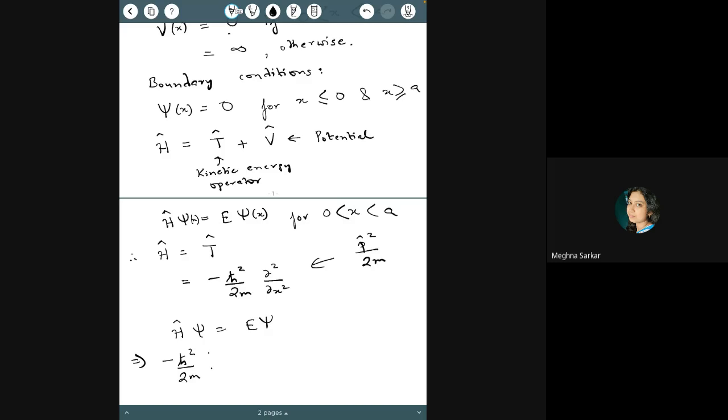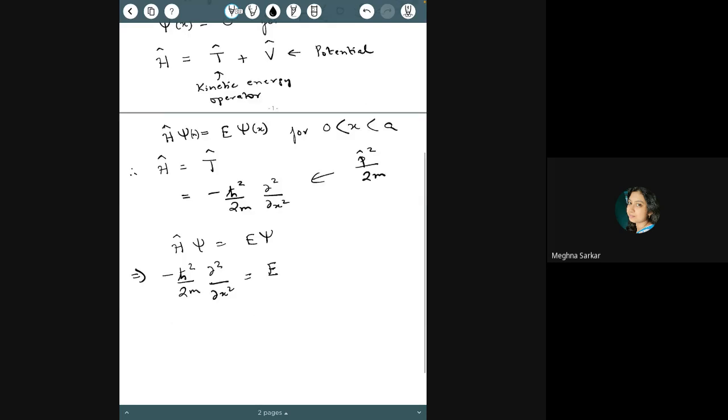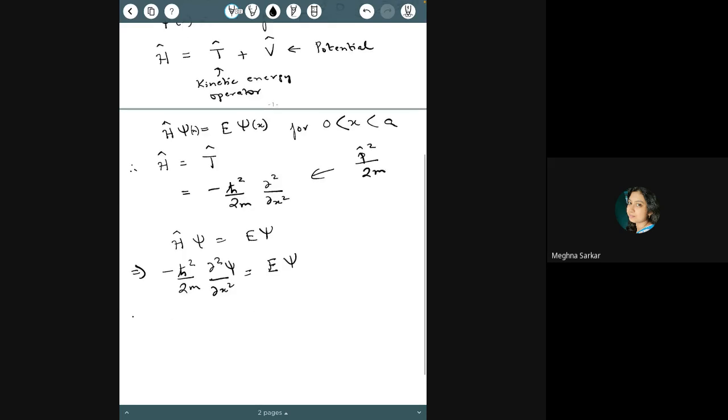If I use the Schrodinger equation, we end up basically with a differential equation which needs to be solved. So I shift the constants to the right and I get minus 2m by h-bar squared times E psi.